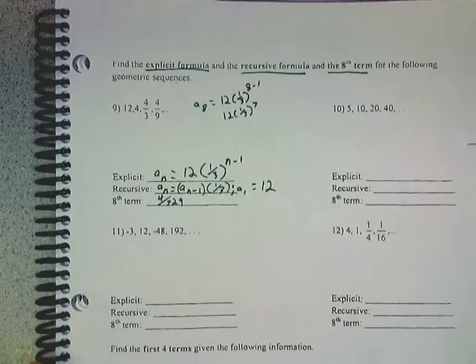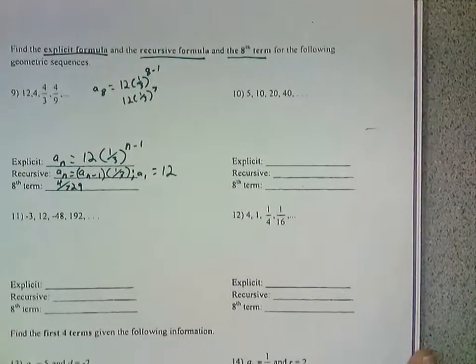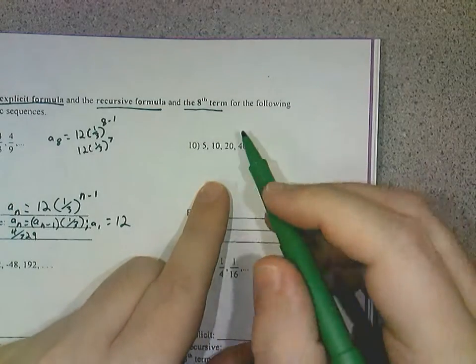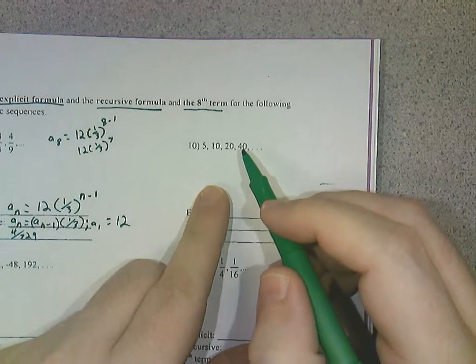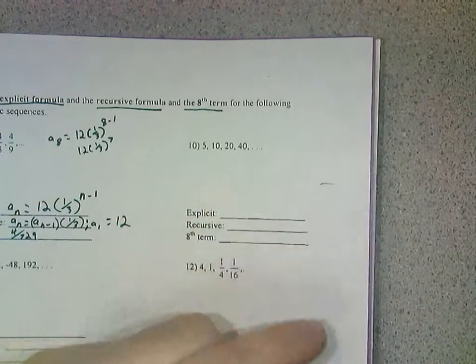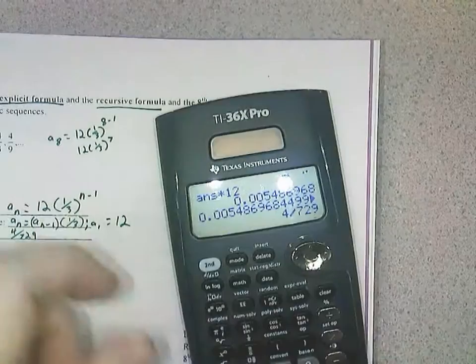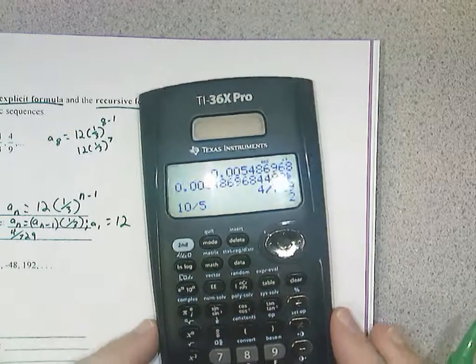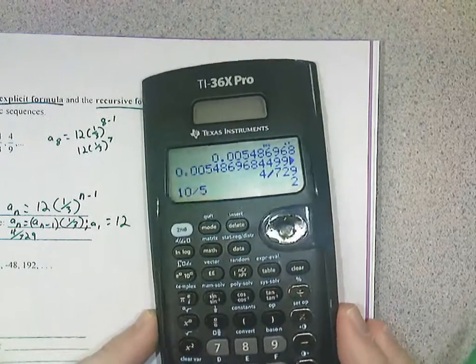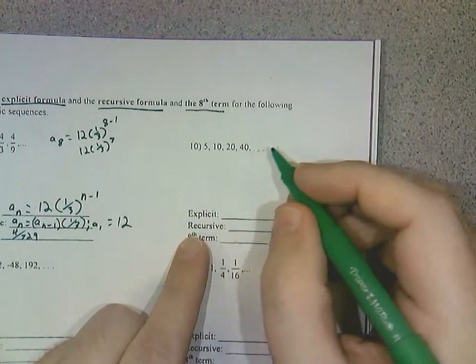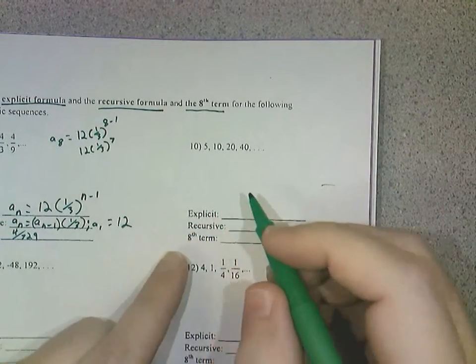Okay, let's look at one that's multiplying. So let's look at this one right here. So we've got 5, 10, 20, 40. What's happening each time? Again, I can always take the second number divided by the first to get my common ratio. So 10 divided by 5 is going to give me 2. So that's the number I'm multiplying each time. So I'm multiplying by 2 each time. So my common ratio is going to be 2.